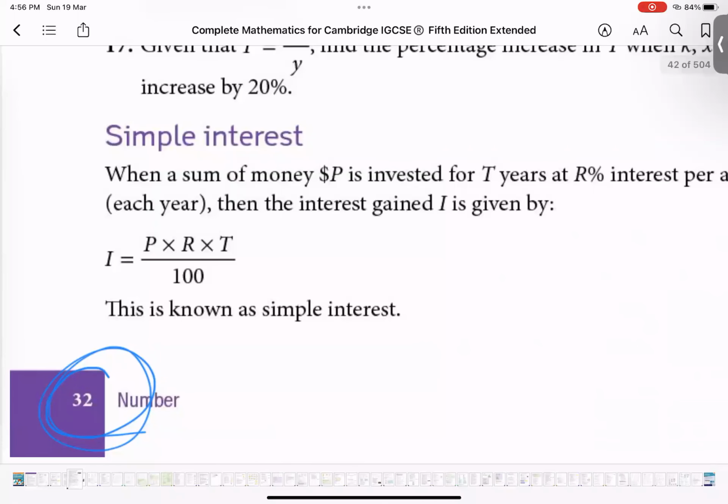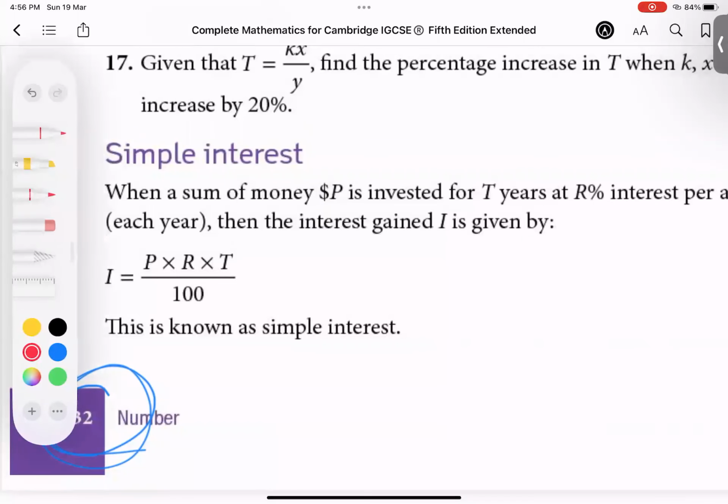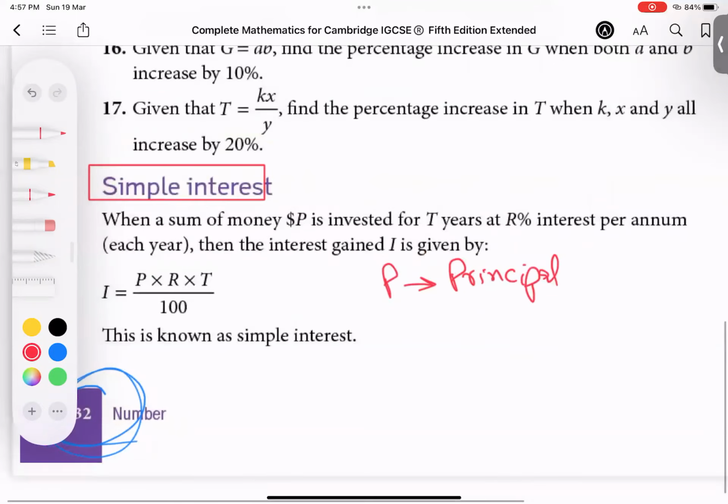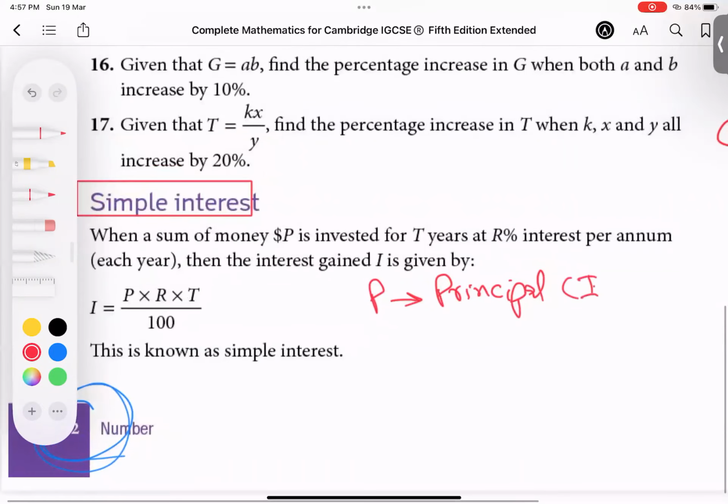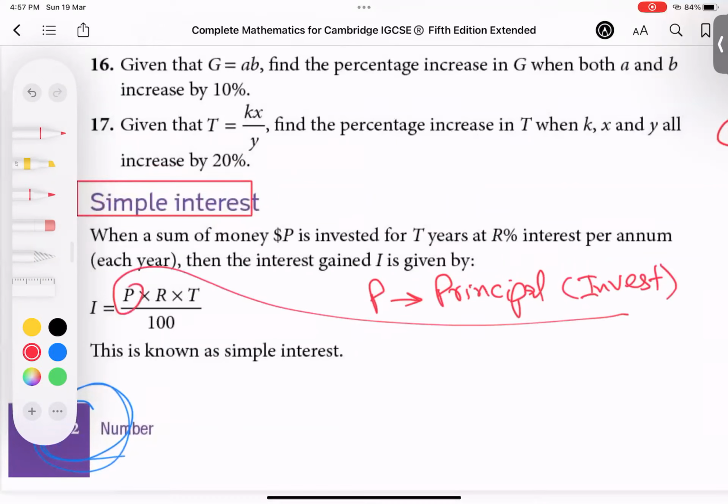Yes students, now we will start the simple interest concept. The formula is I equal to PRT divided by 100. One by one, what does the P stand for? P stands for principal, or sometimes we use the word investment, how much money you invest. That's clear now. What does R stand for? Rate of interest. I repeat, rate of interest.